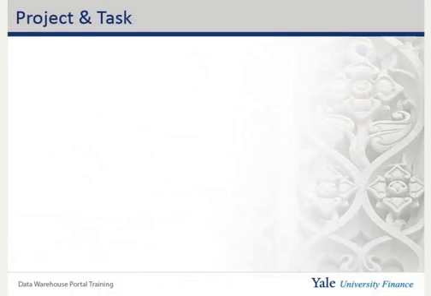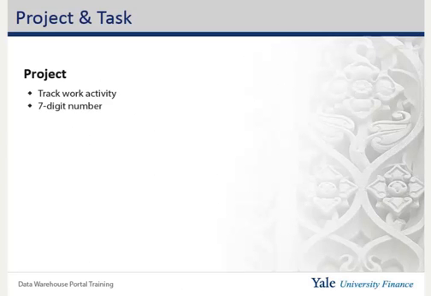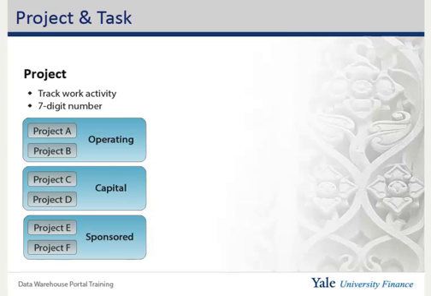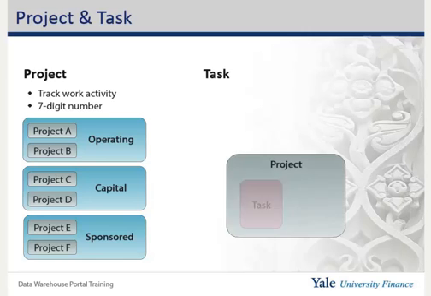Projects and tasks represent the activity being performed by the unit. They enable departments to track work activities from budget setup through completion of the activity, or essentially what is being done. Each project has a unique 7-digit number that is automatically assigned. Projects fall into 3 categories: operating, capital, and sponsored. The duration of a project may be limited to a specific period, or it may continue indefinitely if the project represents an ongoing activity. Tasks are essentially a subset of the project.